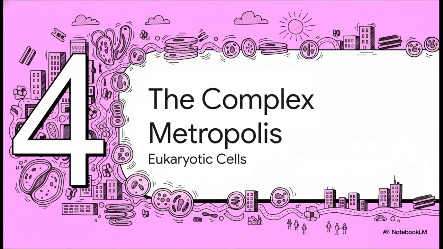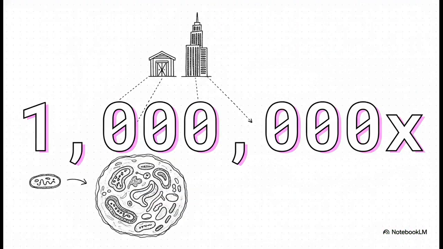Okay, so that's the studio apartment. Now let's check out the second blueprint, our blueprint. If the prokaryote is a studio, this is a sprawling, complex, sophisticated metropolis. Welcome to the eukaryotic cell. And when I say sprawling, I am not kidding. The jump in size is just staggering. A typical eukaryotic cell can be anywhere from 1,000 to 1,000,000 times larger by volume than a bacterium. That's like comparing a garden shed to a skyscraper. And all that extra space, it's jam-packed with complexity.